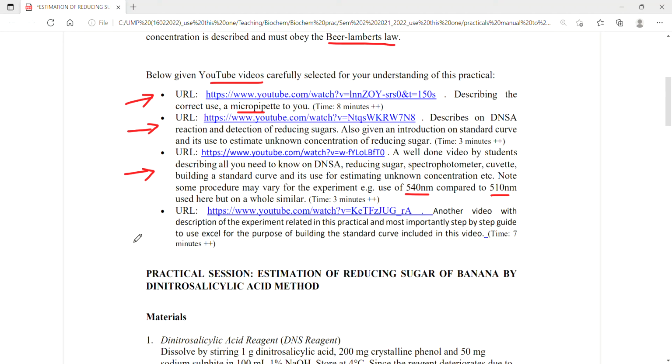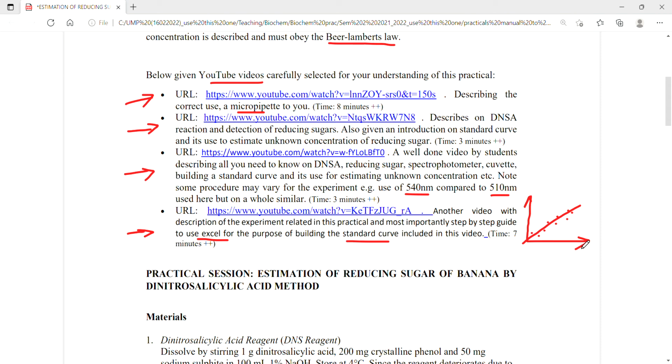And the last YouTube video is also very important, where it gives an idea of how to use Microsoft Excel in building the standard curve. You see, when I was a student, I used graph paper to build the graph for the standard curve. Once I already knew the relevant absorbance and concentration, the graph would be like this.